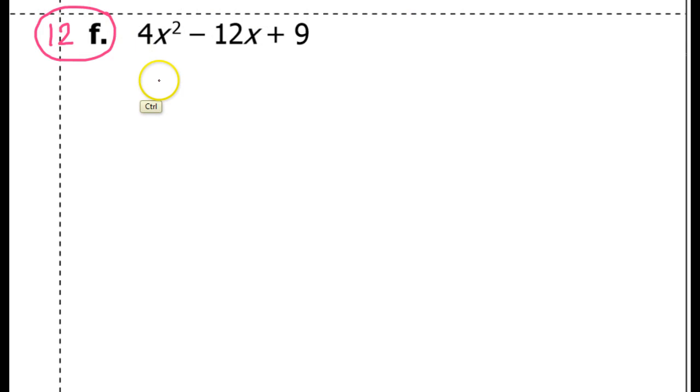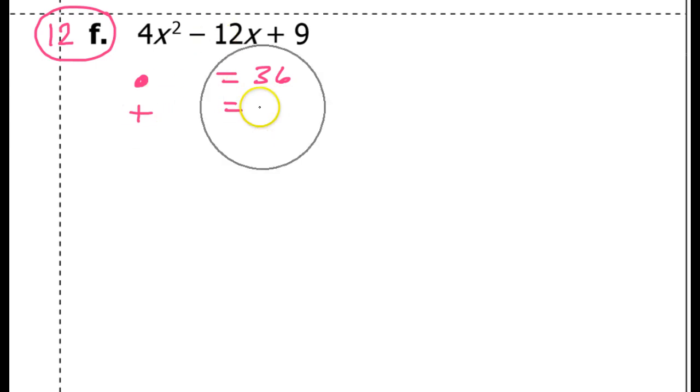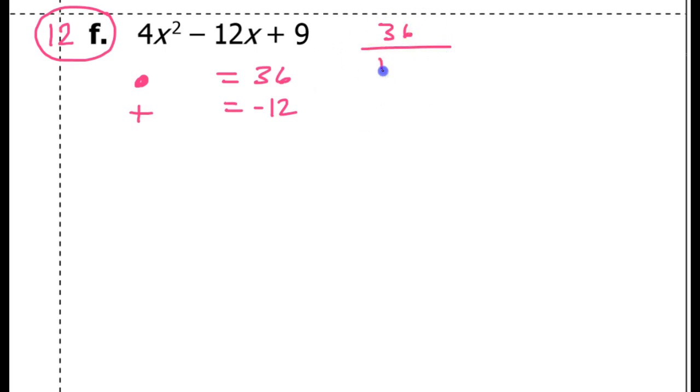So, for the box method, we need a product and a sum. The product has to be a times c. So that's going to be 36. The sum has to be negative 12. Let's start with the product, 36. What multiplies together to make 36? Well, 1 and 36, 2 and 18, 3 and 12, 4 and 9, or 6 and 6.